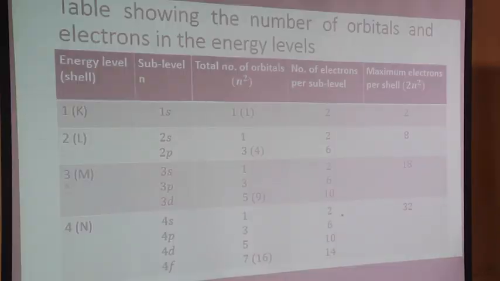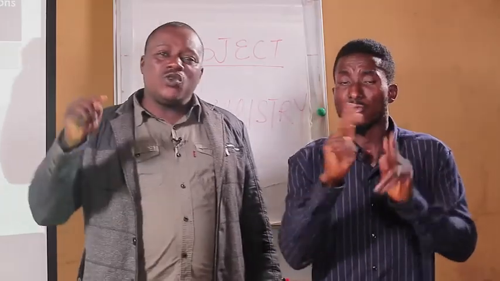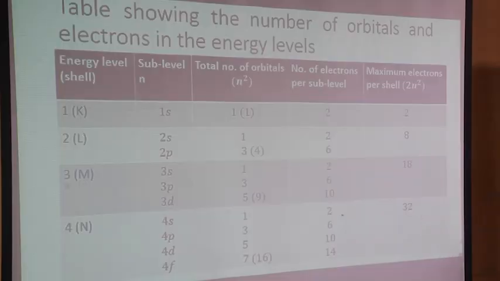So if you look at the M shell, you also have the 3s, the 3p, the 3d, and the total number of orbitals there will be equal to what? 9, based on that. And then the number of electrons per subshell: for the 3s you have 2, for the 3p you have 6, for the 3d you have 10, and you have a maximum number of electrons using 2n squared for the third shell. If you multiply 3 times 3, that will give you 9, times 2 will give you what?